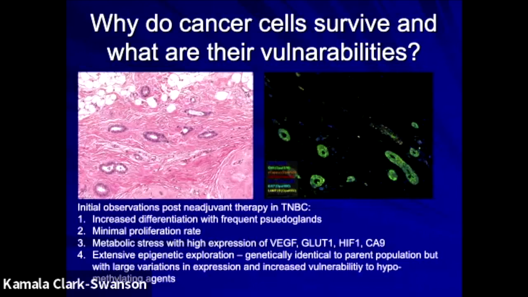And one of the things we've learned is that the proliferation rate is zero, as far as we can tell. These guys are not proliferating, nor are they dying, but what they are is metabolically very unstable. They're very stressed, high levels of expression of VEGF1, HIF1, CA9. So we're learning some properties about them that seem pretty consistent, but these are potential things that we can exploit in terms of second line therapy.